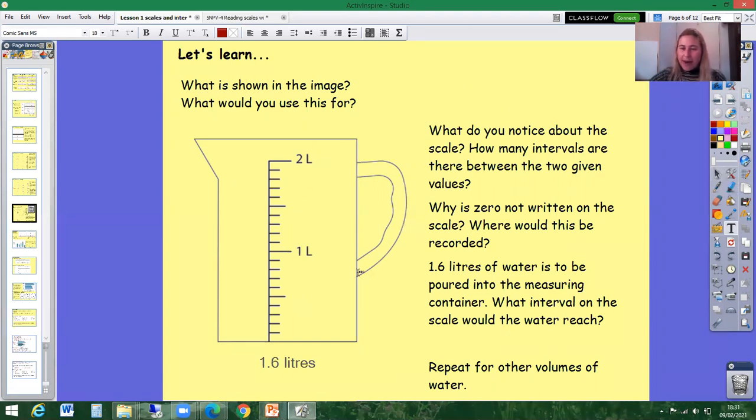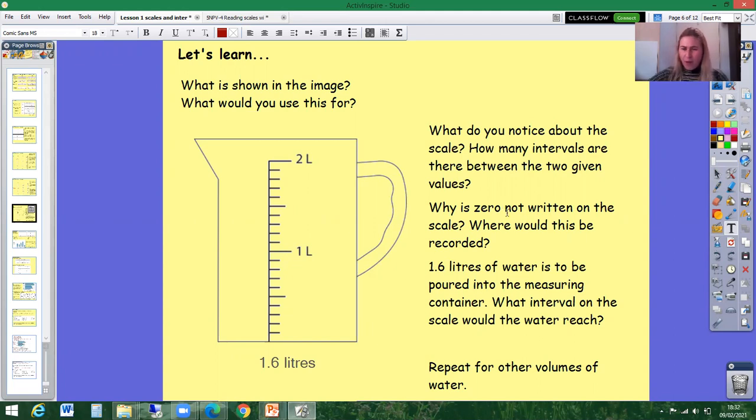Okay, so hopefully you recognise that this is a measuring jug. So we'd use it to measure liquids, wouldn't we? There could be juice or water or something in here. Now, it says, what do we notice about the scale? How many intervals are there between the 2 given values? So we can see that we're counting in ones. We've got 1 litre and 2 litres, but we need to think about what that whole has been divided into, how many intervals there are between. So I can see that there are 10 equal spaces for every one. And the 5th one is a bit longer, isn't it?